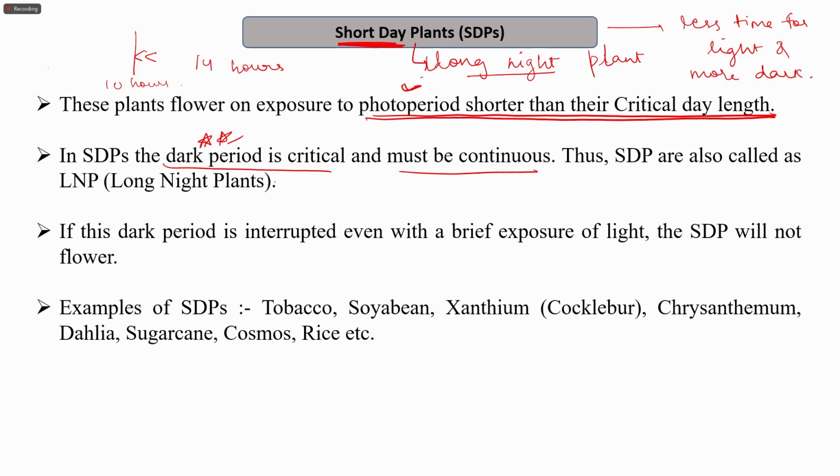But in reality, what we know now is that it is not the length of time for which the plant is exposed to light, but actually the period of darkness. Therefore, it is very important that the period of darkness must be continuous. Even in today's plant physiology books you will find short day plants and long day plants, but in actuality they should be long night plants, because it is the period of continuous darkness which is required.